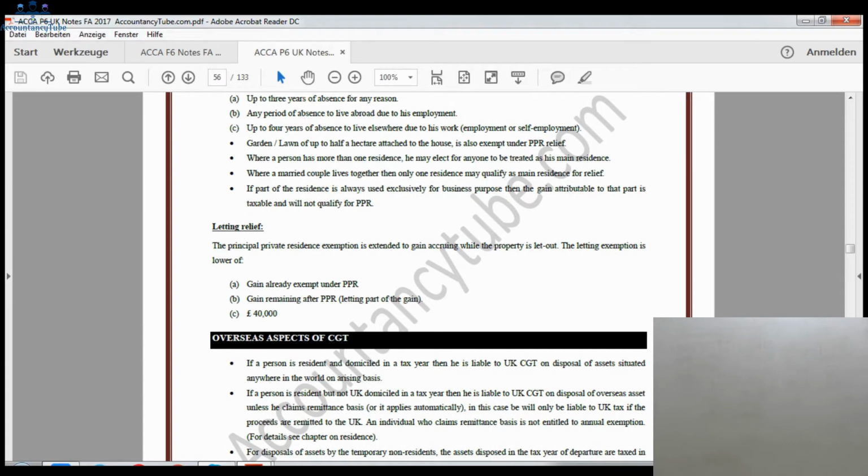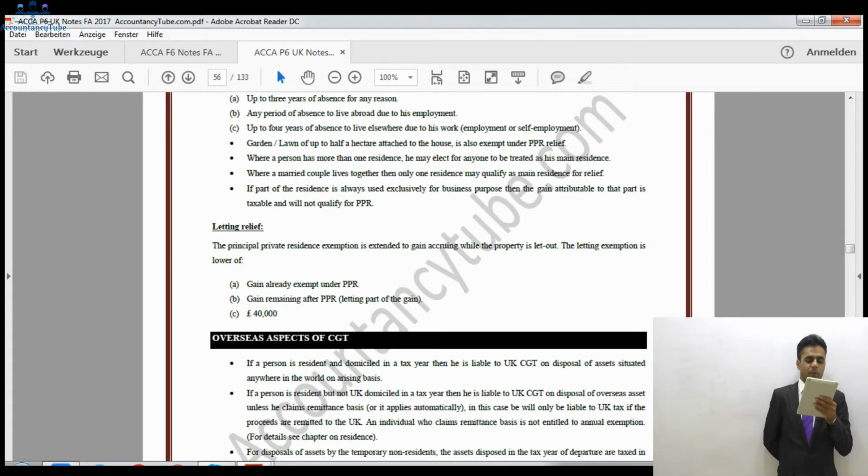If you see the principal private residence part, note B, any period of absence to live abroad, we have already seen that. Up to 4 years of absence to live elsewhere due to his work, that we have seen. Now, a garden or lawn of up to half a hectare attached to the house is also exempt under PPR relief. All right, so that is new information.